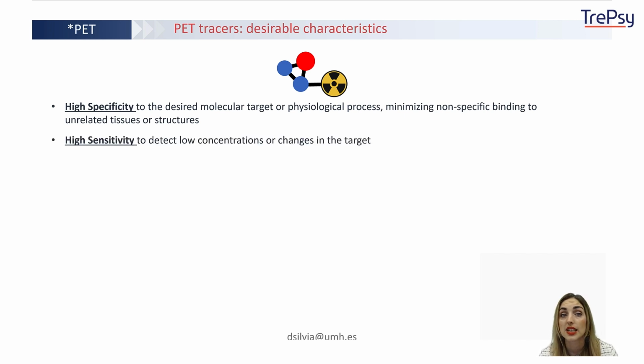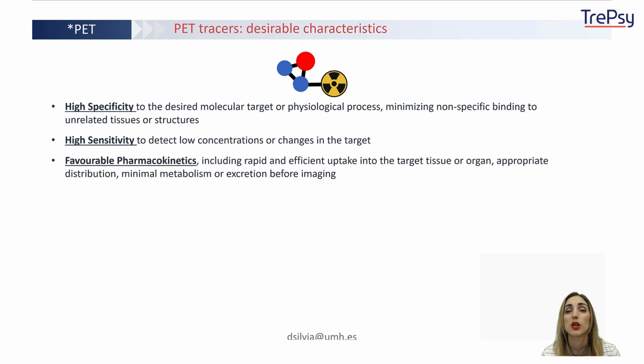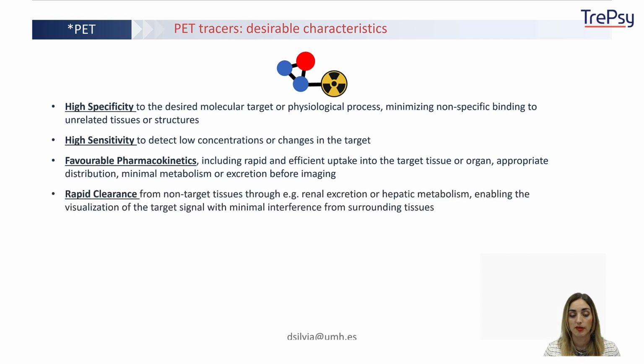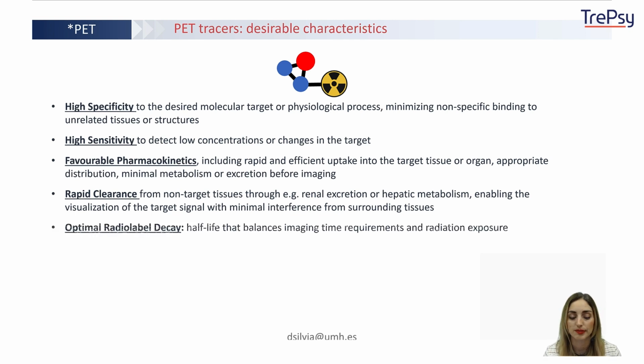It's also ideal if we can have high sensitivity, because we want to detect low concentrations or changes in the target. We also would like to have favorable pharmacokinetics, including rapid and efficient uptake into the target tissue and organ, appropriate distribution, and minimal metabolism or excretion before imaging. We also want rapid clearance from non-target tissue through, for example, renal excretion or hepatic metabolism, because in this way we can enable the visualization of the target signal with minimal interference from surrounding tissues.